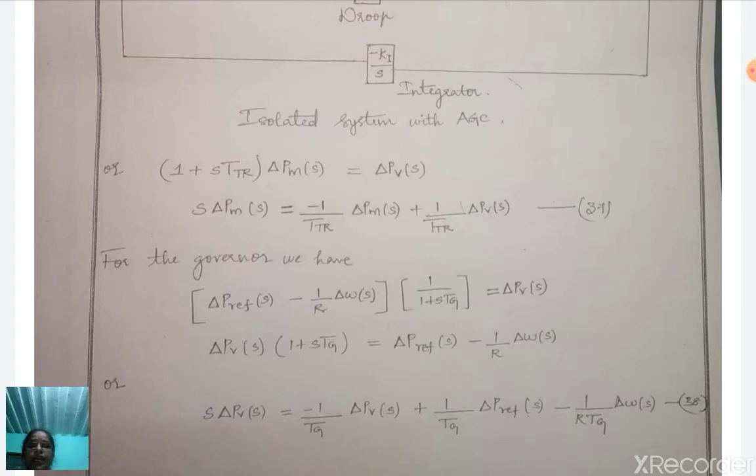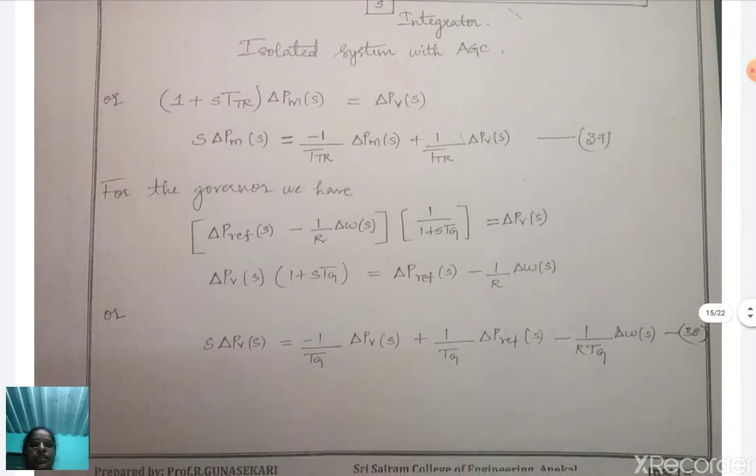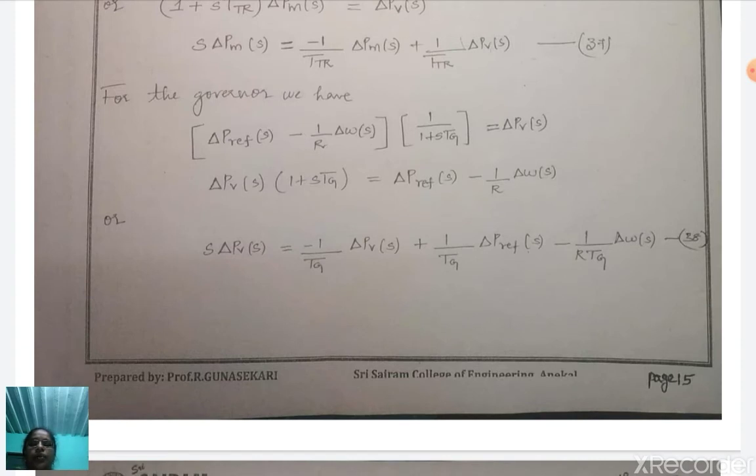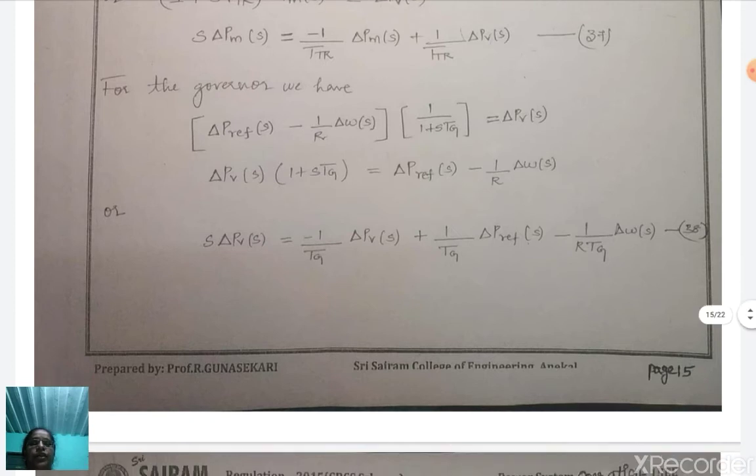For the generator, we have del P reference of S minus 1 by R into del omega of S, into 1 divided by 1 plus S Tg, equal to del PV of S. Del PV of S into 1 plus S into Tg equal to del P reference of S minus 1 by R into del omega of S. This is the governor model equation. Then the state equation is S into del PV of S equal to minus 1 divided by Tg into del PV of S plus 1 divided by Tg into del P reference of S minus 1 by R Tg into del omega of S only.